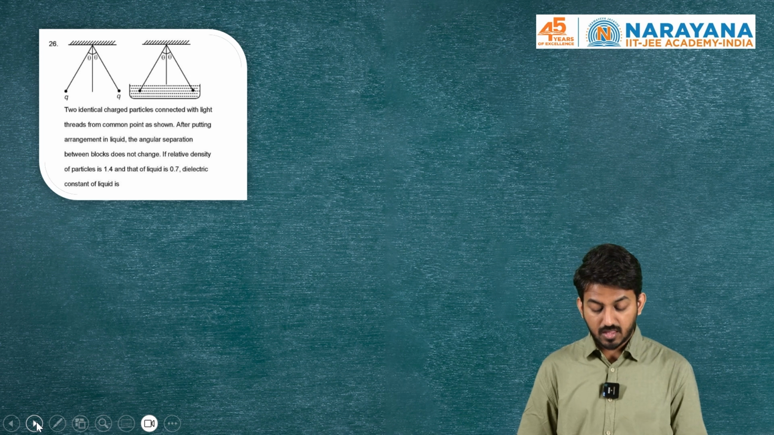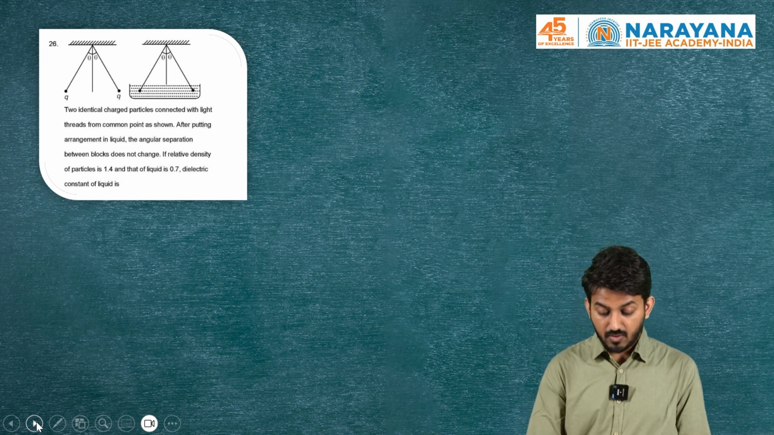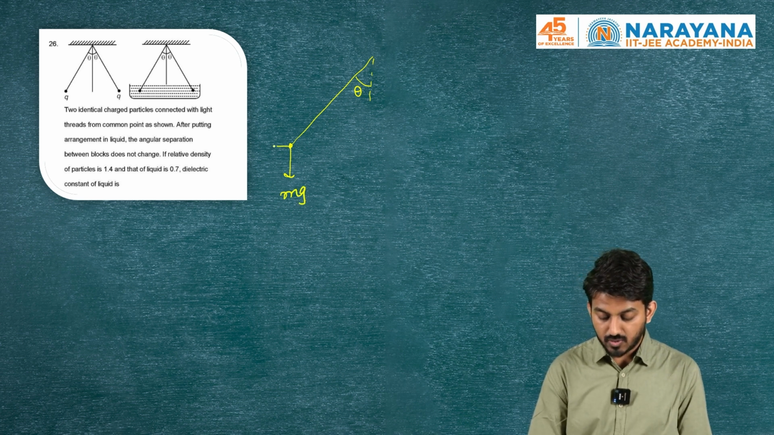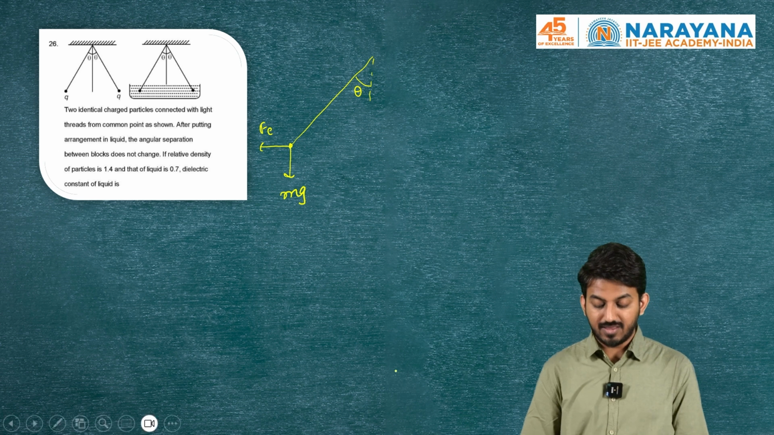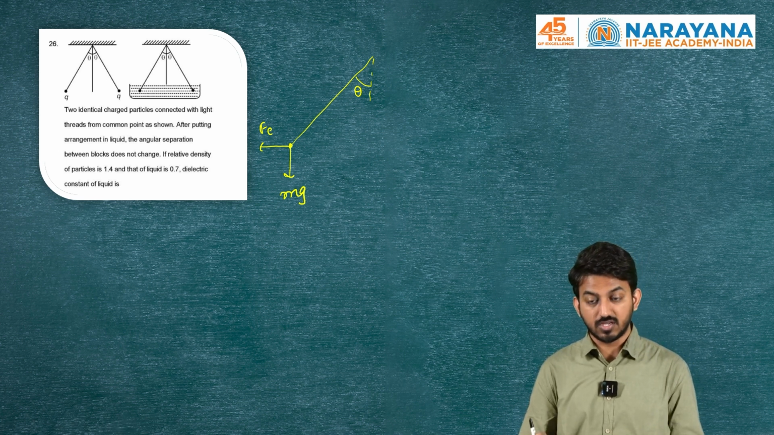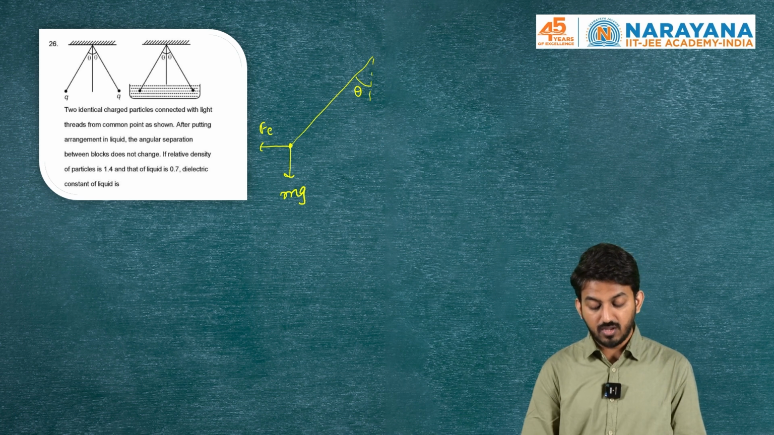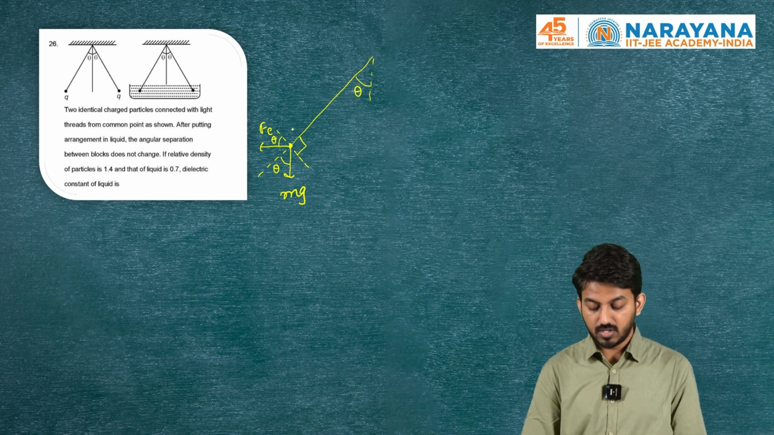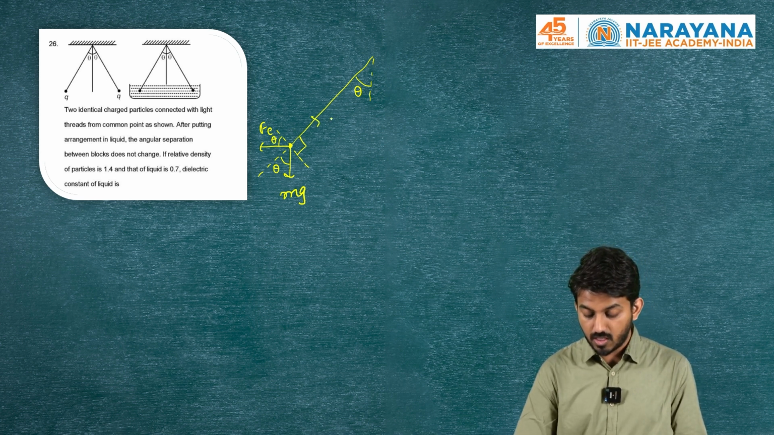Moving on, this is one of the good questions, I would say. Now, drawing the FBD of the charged particles, I'm choosing only one side for now, theta. If I draw the FBD, I'll see that there will be some weight and electrostatic force. Now, the good thing here is they have said that the situation is such that the separation between the particles is not changing. So the electrostatic force is going to be the same. Now, extending the lines here, this angle is going to be theta. Drawing a perpendicular here, this angle will also be theta. And this is tension T.